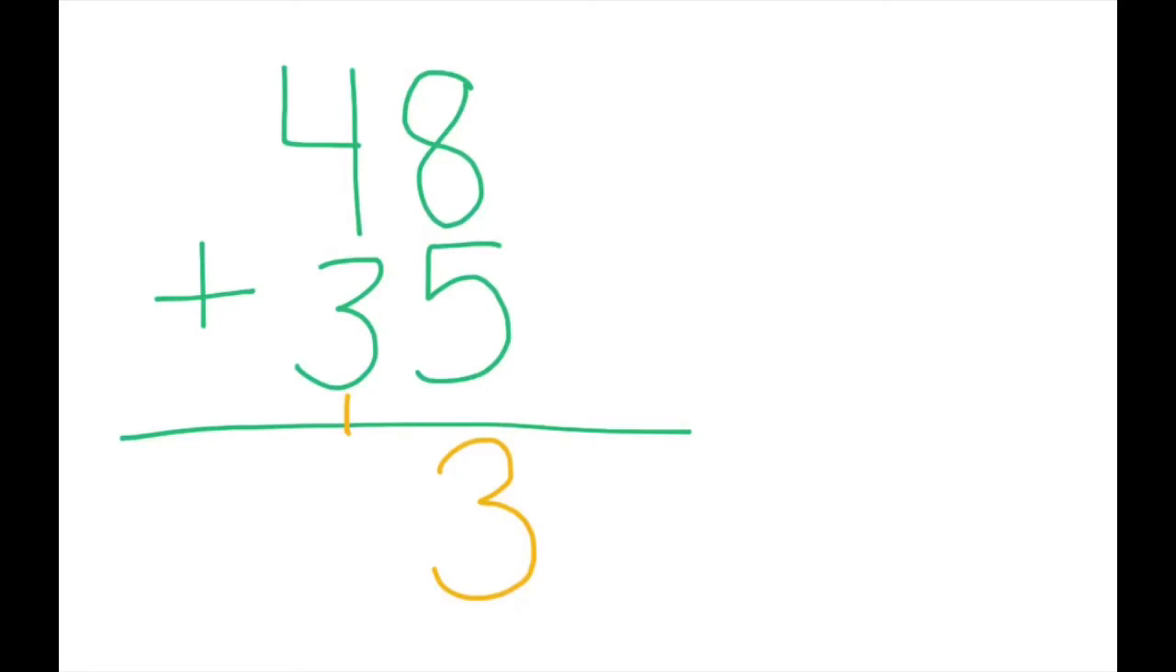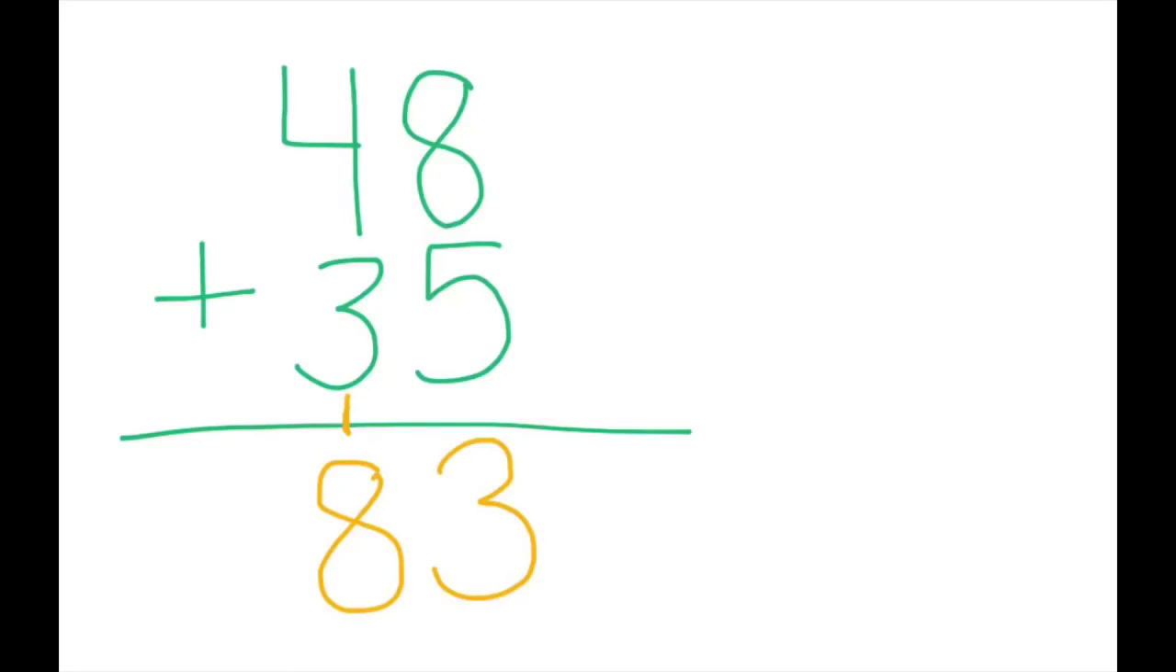Now my job is to add the tens. So I'm going to add 4 tens plus 3 tens is 7 tens, plus my 1 ten that I included when I had 13 ones. I had 1 ten and 3 ones. So now I'm going to add all of my tens. 4 plus 3 plus 1 is 8 tens. And my answer to 48 plus 35 is 83.